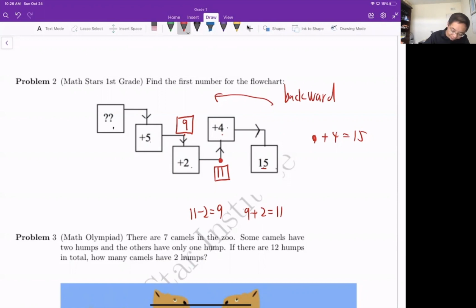And then the question number plus 5 will give us 9. So the question is 9 minus 5, which is 4. Okay, so the number is 4 here.